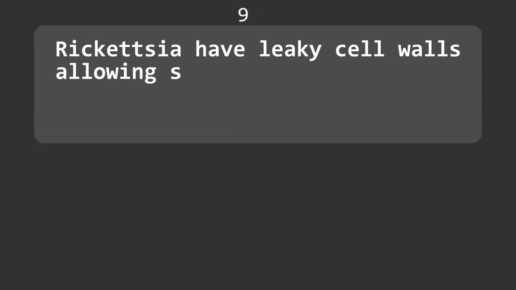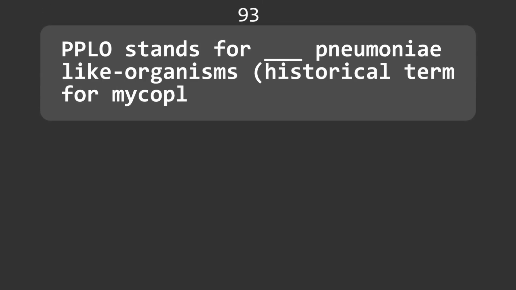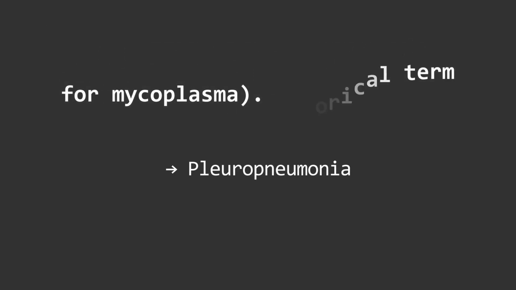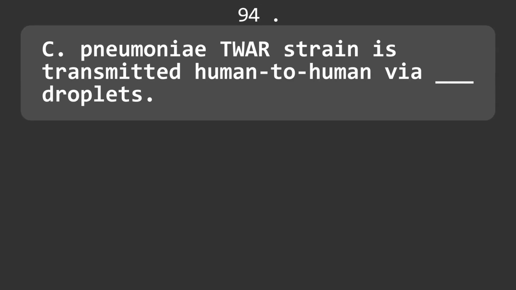Rickettsia have leaky cell walls allowing staining with Gimenez stain, giving red microbes on blue background. PPLO stands for pleuropneumonia-like organisms, historical term for mycoplasma. C. pneumoniae, TWAR strain, is transmitted human to human via respiratory droplets.